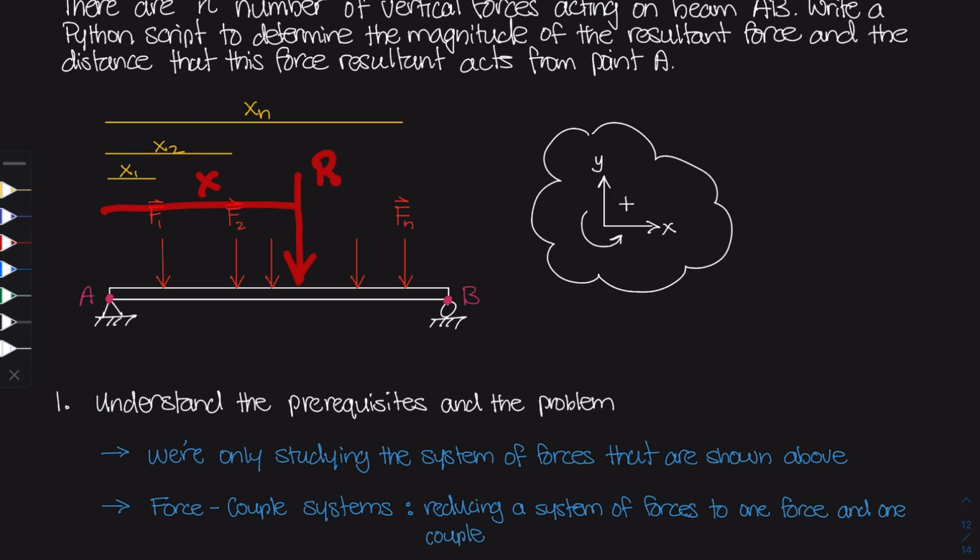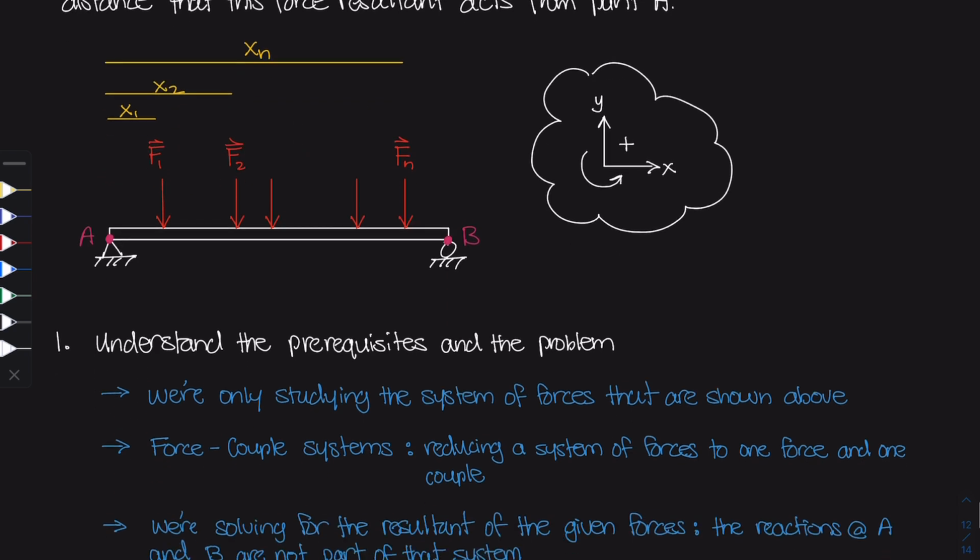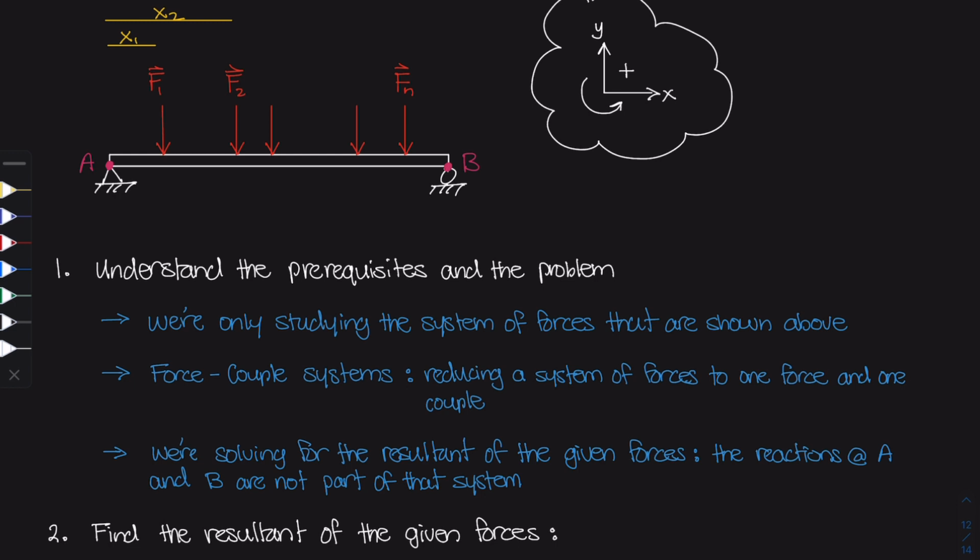And so what we're trying to do is find R, and find the location of this resultant force. Now, when we look at this problem, we need to be very sure what this problem is asking us to do. You might be thinking, okay, well, if you have all these systems of forces, all these F forces, you would ultimately need to somehow calculate the reaction at A, the reaction at B, and then figure out the resultant. And that is incorrect. So remember, we are trying to find the resultant of these forces. So we're only studying that system of forces that are shown in this problem.